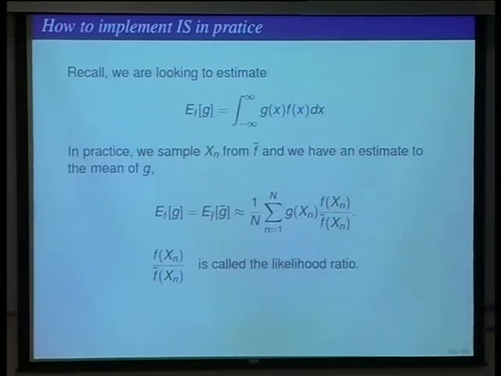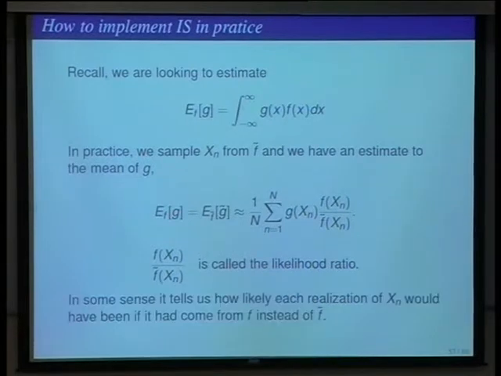So this ratio of distributions is called the likelihood ratio. And how I like to think about it is that for every realization, it tells us how likely that realization would have been. So it's coming from F tilde, but how likely would it have been if it had come from F? We're getting it from somewhere else, but how likely would it have been had it come from our original distribution?